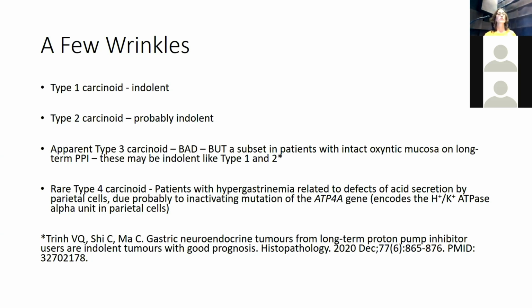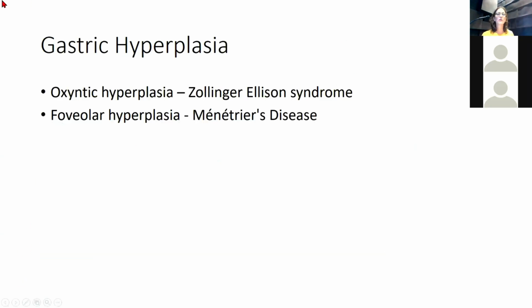And then there's the rare so-called type 4 carcinoid, which I've probably missed. I'm not quite sure what the clue is to identify it, but these patients have hypergastrinemia related to defects of acid secretion by their parietal cells. They probably mostly have inactivating mutations in the gene that encodes for the potassium hydrogen ATPase pump in the parietal cells. So I think they're really rare, but I would be willing to bet that I've missed one. And that's the so-called type 4. But I think this is kind of the cool one that you might actually encounter in practice.